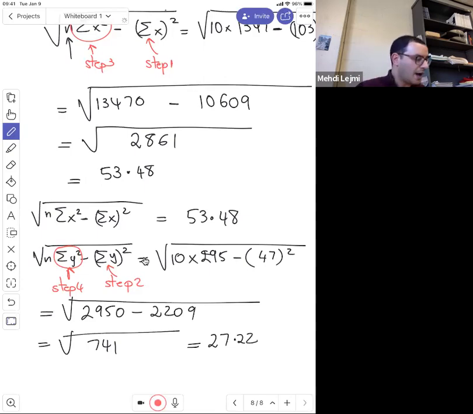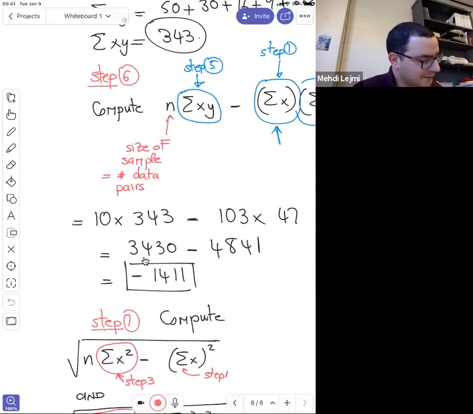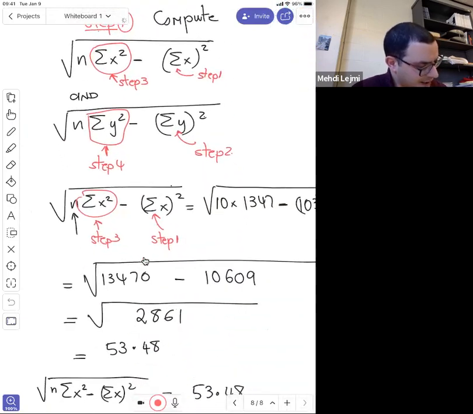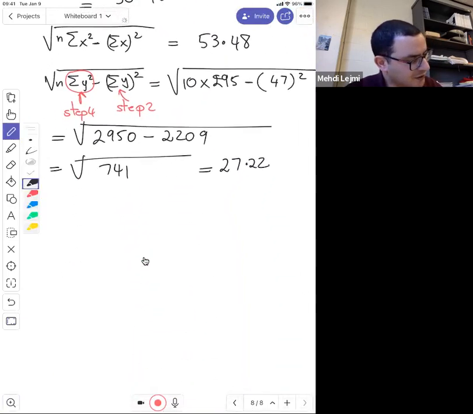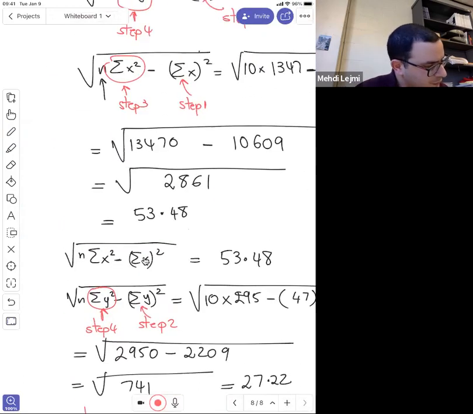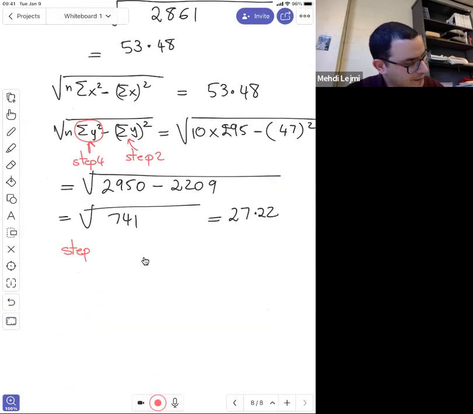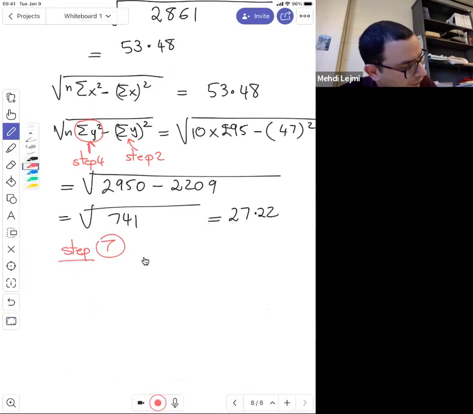All right, now we can compute R. Sorry, I know this is a lot, but this is step 8. So let me give you the formula for R. From the formula, this would be step 7. So the formula for R is the following. This is the formula of R.